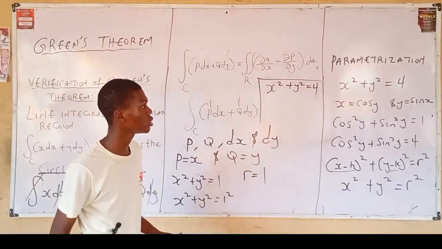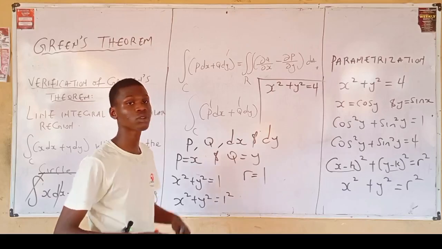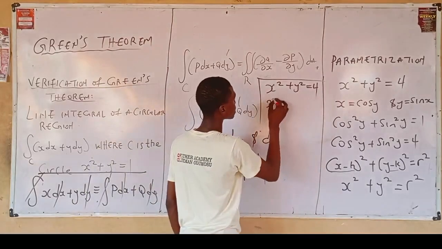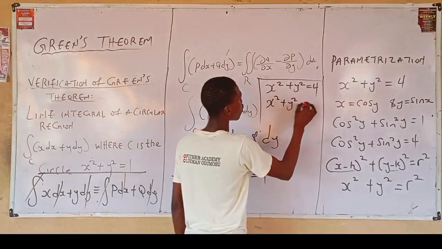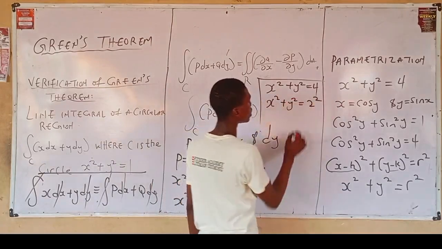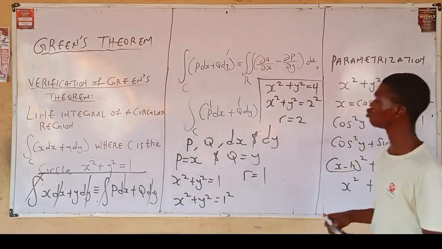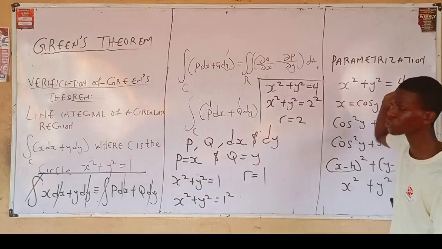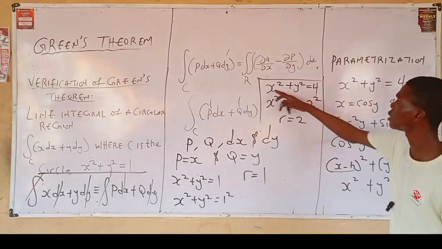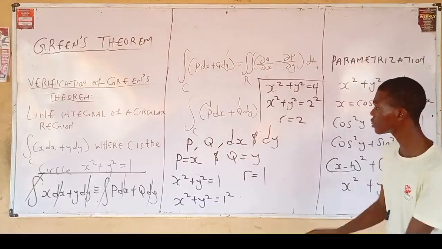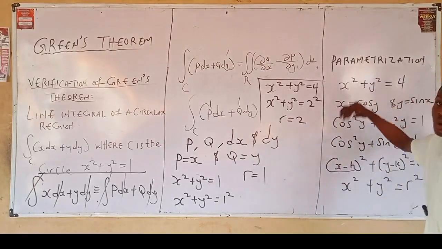Meaning you won't be told the value of the radius, but by the time you relate it to what we've explained, you can write this as x squared plus y squared equals 2 squared. So in this case, r equals 2. Some questions might be straightforward, giving you the equation and also the value of the radius. But if you are not given it, you should understand what it means.